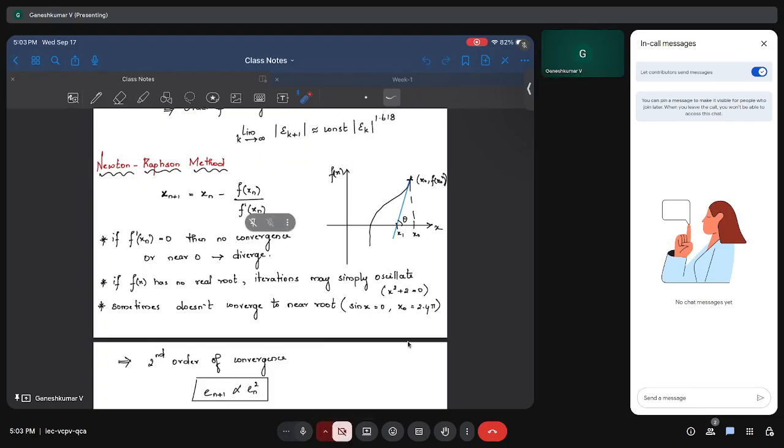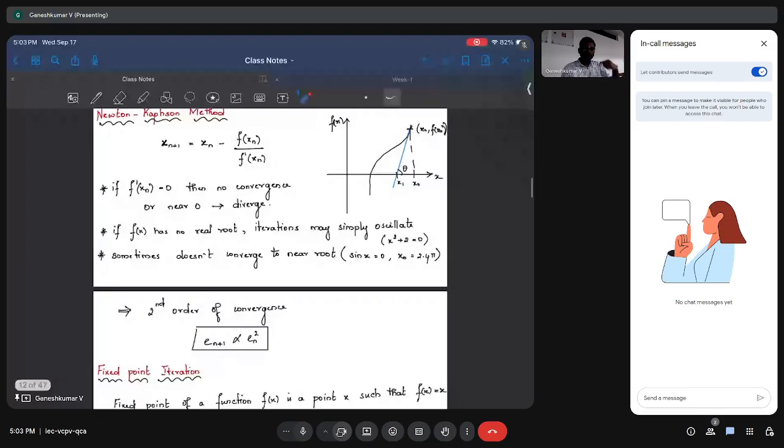Near zero derivative, it can also diverge. So if f of x has no real root, the iterations may simply oscillate. That also will happen, and sometimes it does not converge. All these things can happen, but the order of convergence is second order, which means it will quickly converge.